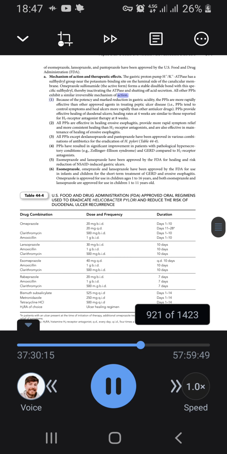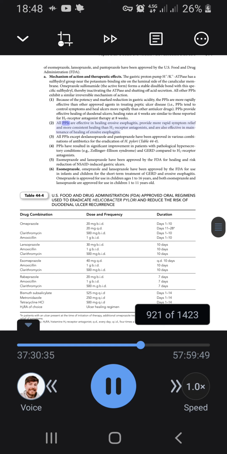1. Because of the potency and marked reduction in gastric acidity, the PPIs are more rapidly effective than other approved agents in treating peptic ulcer disease. That is, PPIs tend to control symptoms and heal ulcers more rapidly than other anti-ulcer drugs. PPIs provide effective healing of duodenal ulcers. Healing rates at 4 weeks are similar to those reported for H2 receptor antagonist therapy at 8 weeks.